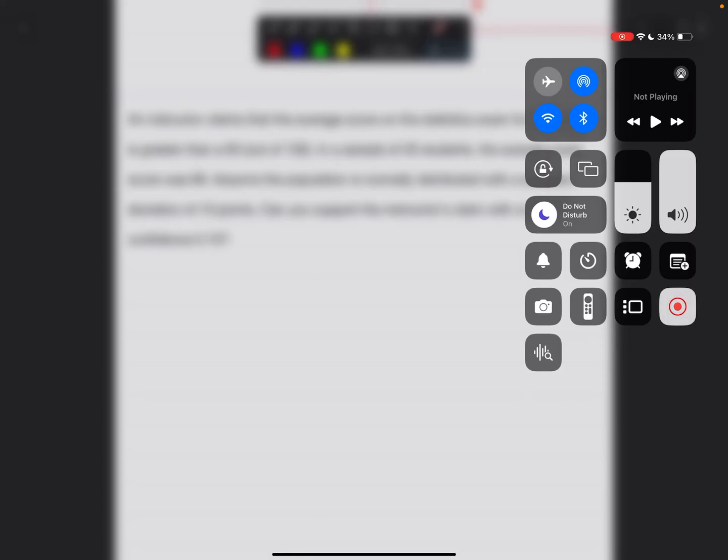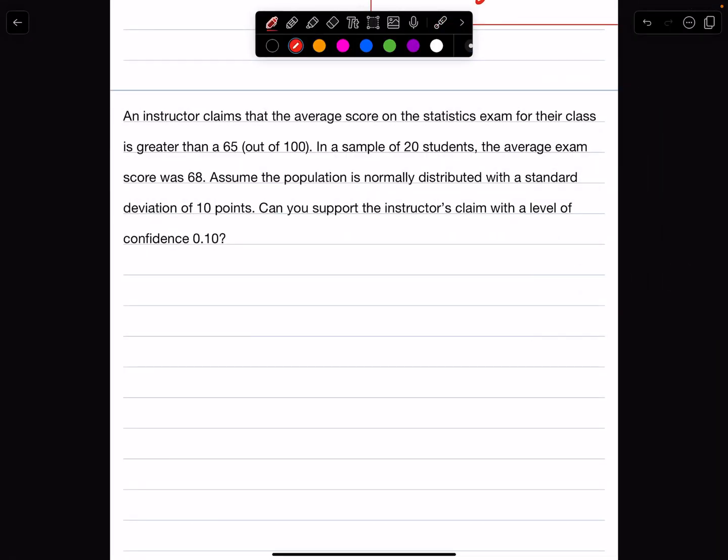Hello everyone and welcome to this hypothesis testing for the mean, standard deviation known, i.e. z-test, part 3, where we will go over the last type of problem or last type of conclusion we will see when it comes to hypothesis testing. So let's jump right in.